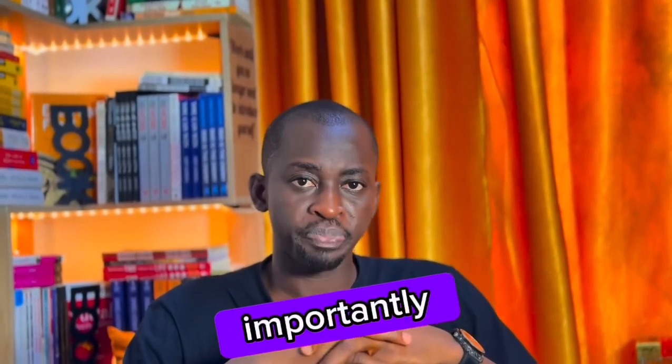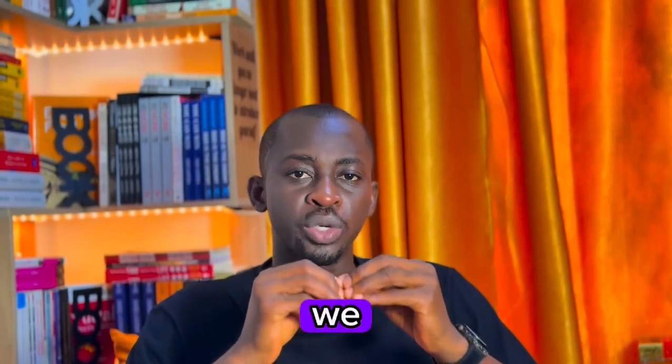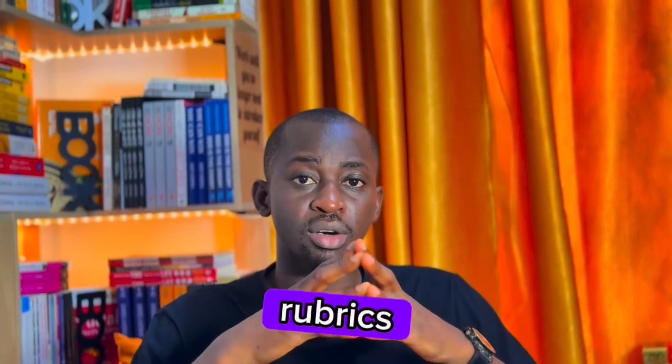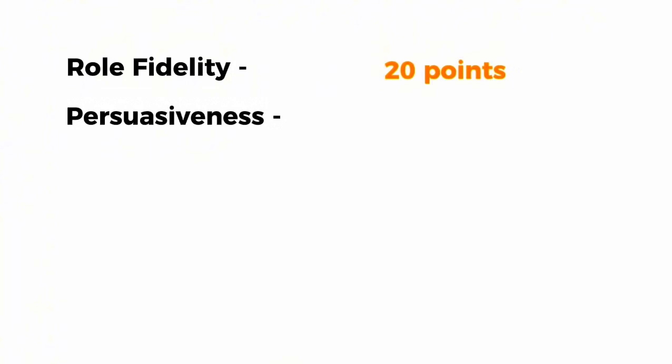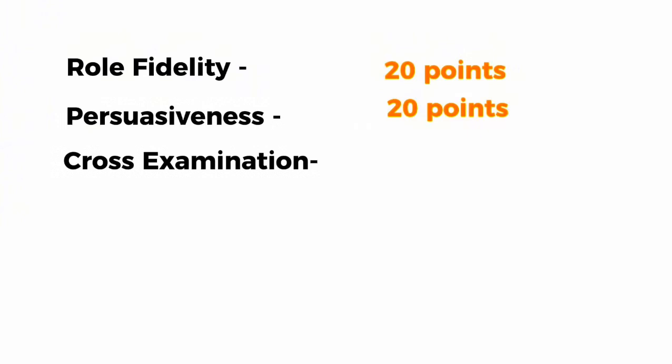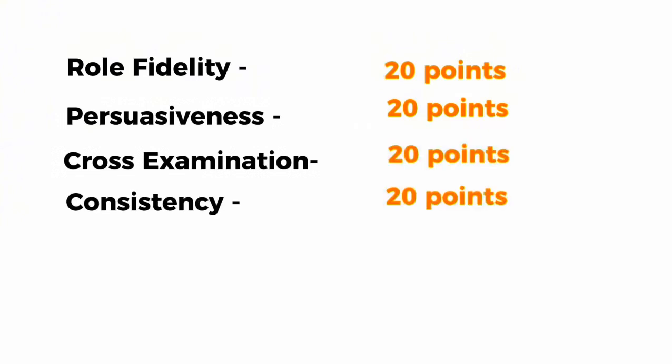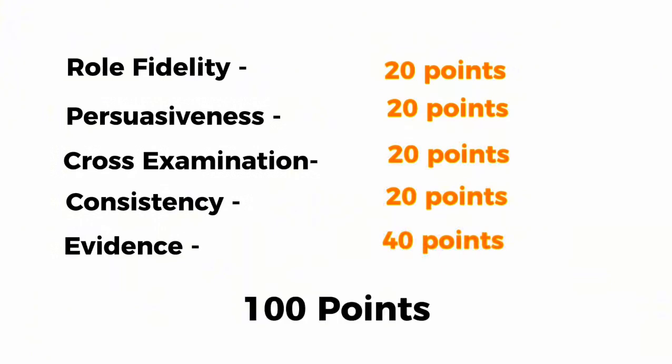Remember, very importantly, the first 3 rubrics we use to adjudicate serve for the team, but for the last 2 rubrics, we consider fidelity of the role for each individual speaker, 20 points. We consider the persuasiveness of your closing statement, 20 points. We consider the effectiveness of your cross-examination, 20 points. And we consider the consistency of your reasoning, 20 points. And then the evidence and research depth, we score that 40 points, making it a total of 100 points for each debate round.